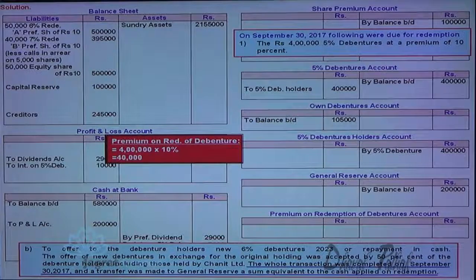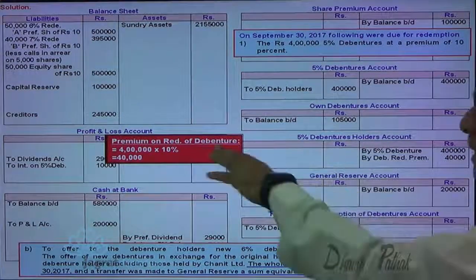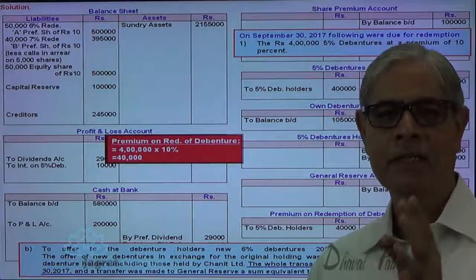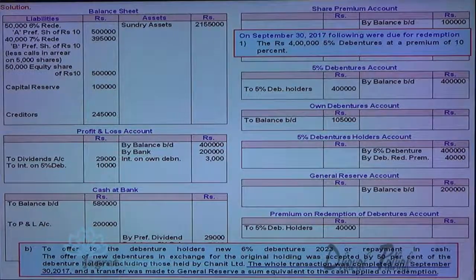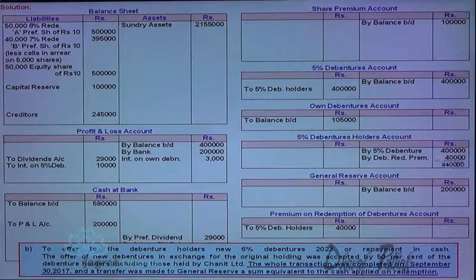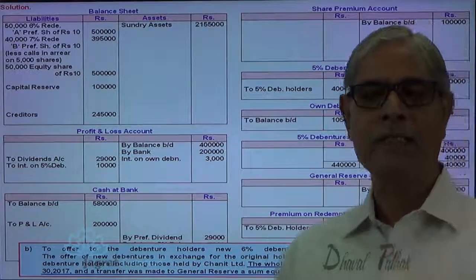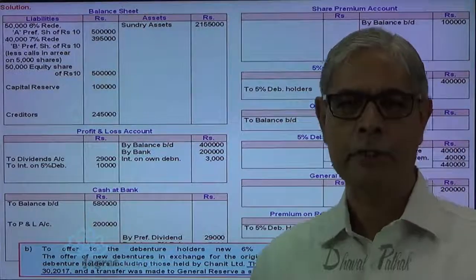So this is the redemption premium. Debenture redemption premium on redemption of debentures account debit to debenture holders account credit. This is how amount payable as against a debenture is transferred to debenture holders account. Now this 4,40,000, out of that, 50% of the debentures are to be paid in cash, and for 50%, new debentures are going to be issued.